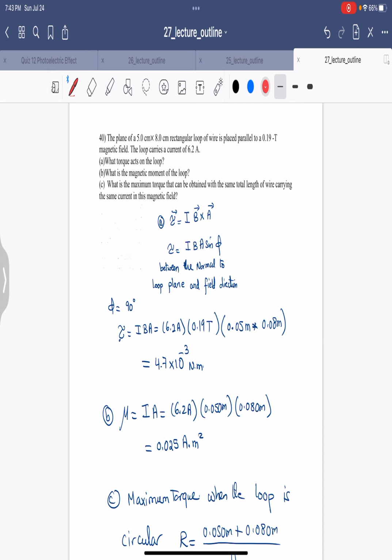All right, and the torque unit is newton meter again. Oh yeah, this is the last one, because the other loops are in another chapter.